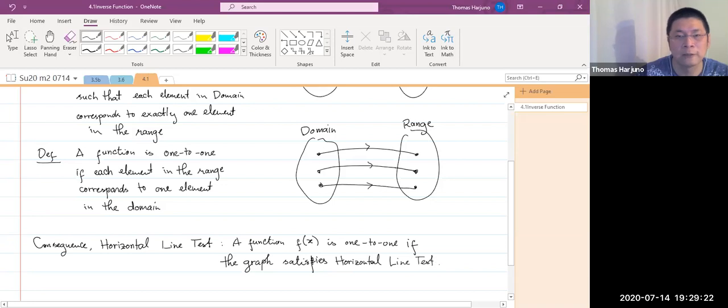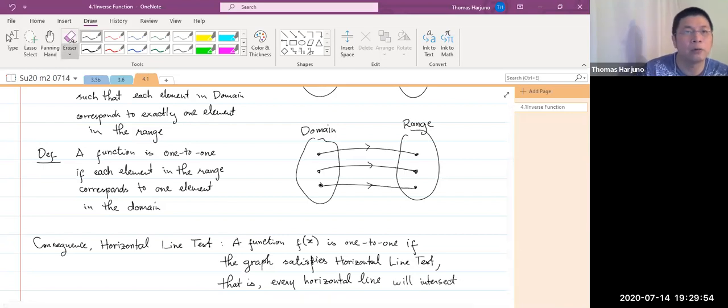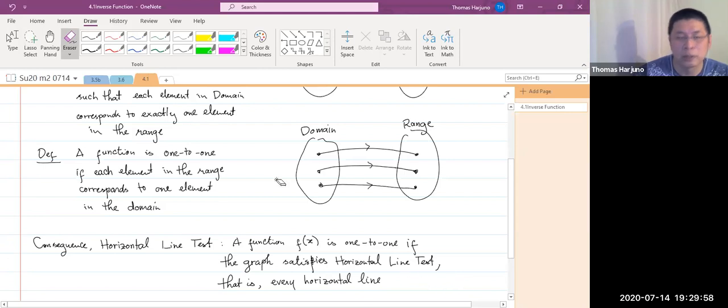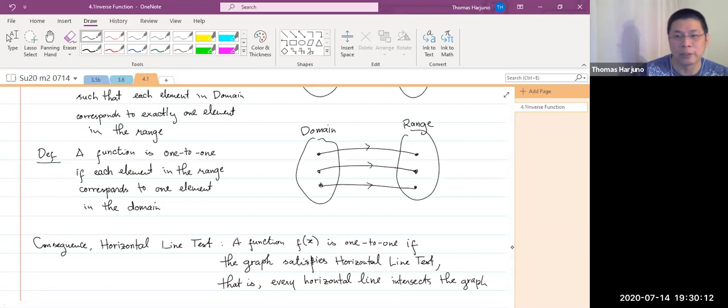What is the horizontal line test? That is: every horizontal line intersects the graph at most once.